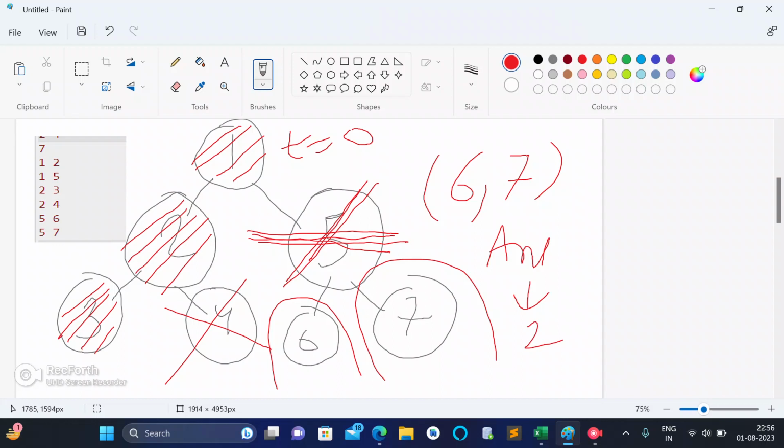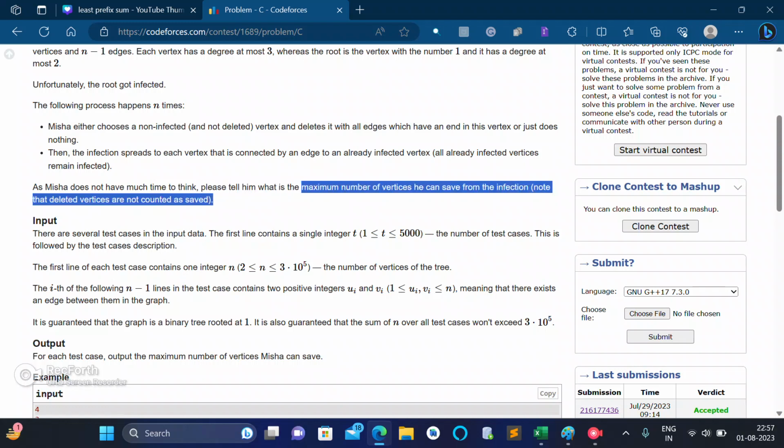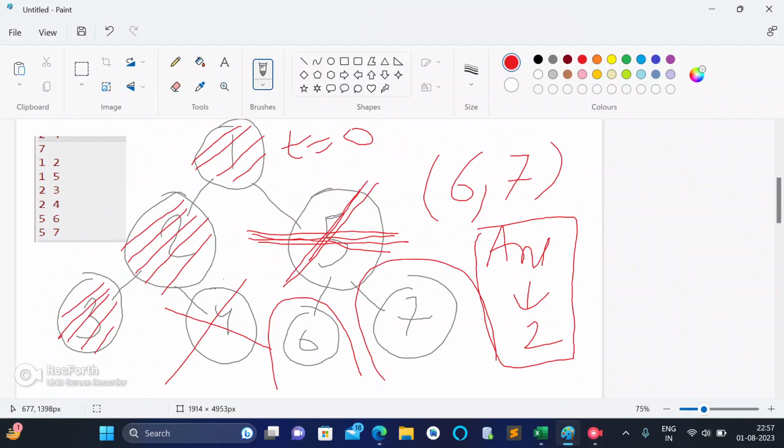In this manner, I can also save 3 and 4, but the maximum number of nodes which I can save is only 2. So in this question, we have to return the maximum number of vertices which we can save from the infection.